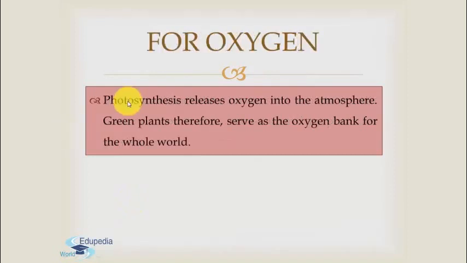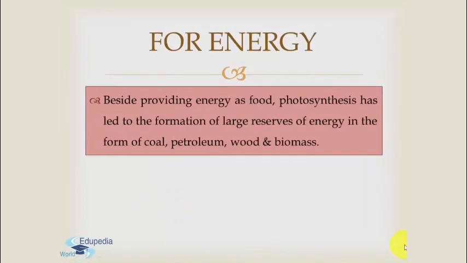Photosynthesis releases oxygen into the atmosphere. It is the only method which releases oxygen in atmosphere and keeps the oxygen concentration constant. Green plants therefore serve as the oxygen bank for the whole world. Besides providing energy as food, photosynthesis has led to the formation of large reserves of energy in the form of coal, petroleum, wood and biomass.